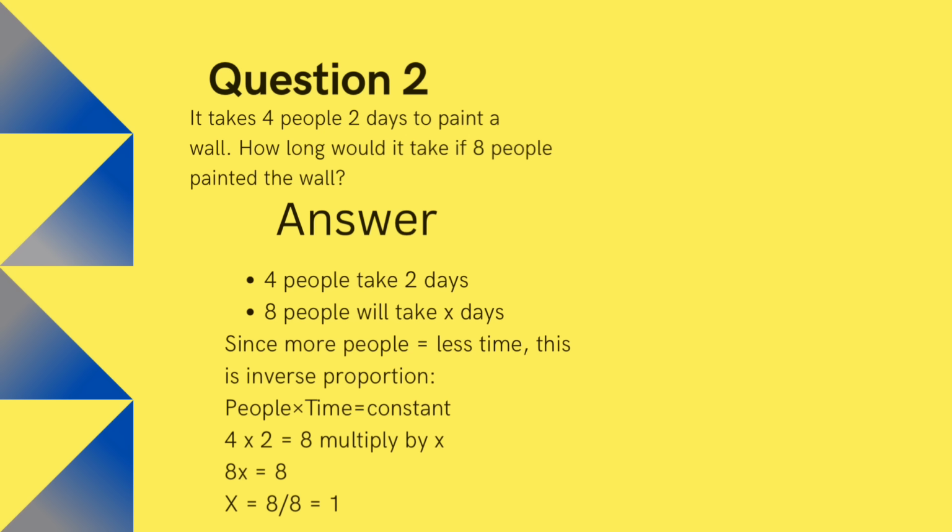People multiplied by time equals constant. 4 multiplied by 2 is equal to 8. 8 multiplied by X equals 8X. Therefore 8X equals 8. X equals 8 divided by 8 equals 1.